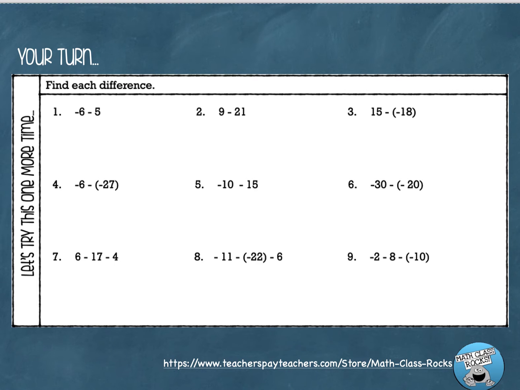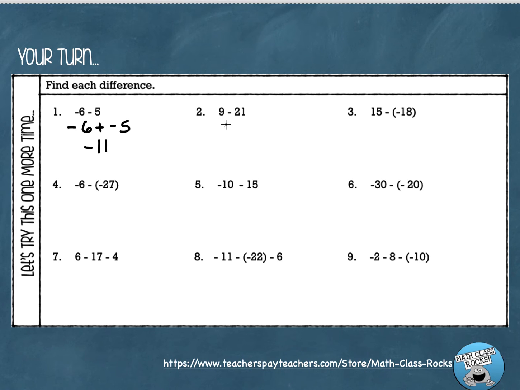All right, here we go. Let's check these answers. So we are rewriting all of these problems as addition problems. That's the first thing that we're doing. So this negative 6 minus 5 is going to turn into a negative 6 plus a negative 5. And when I add 2 negatives together, I get negative 11.